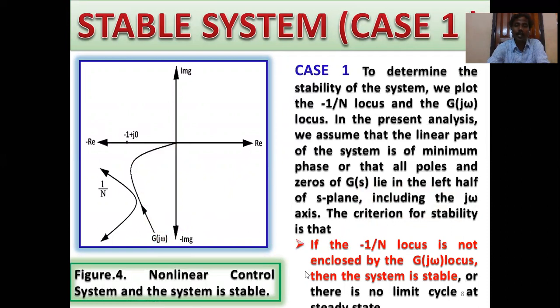What is the criterion? If the minus 1 by N locus is not enclosed by the G of j omega locus, then the system is stable. This is the stable condition, because the minus 1 by N locus is not enclosed by the G of j omega locus, so there is no limit cycle at steady state. So this is the stable condition.